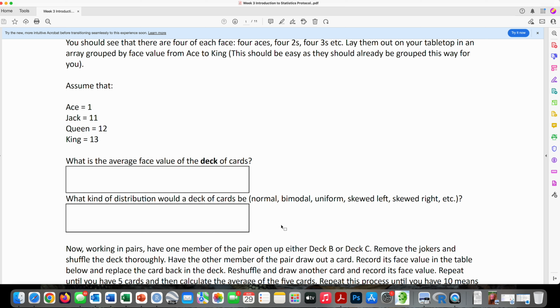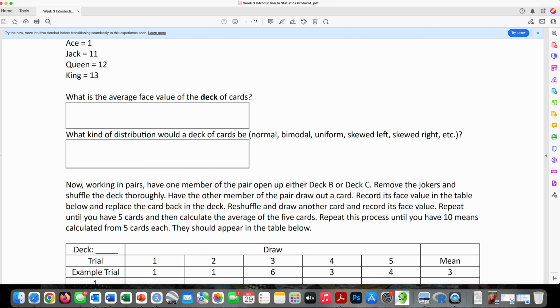And the other thing that you will see is that that ends up being a uniform distribution. You have exactly 4 representatives of each face value of card. You have 4 aces, 4 deuces, 4 threes, 4 fours, 4 kings, 4 queens, 4 jacks. That's a uniform distribution.